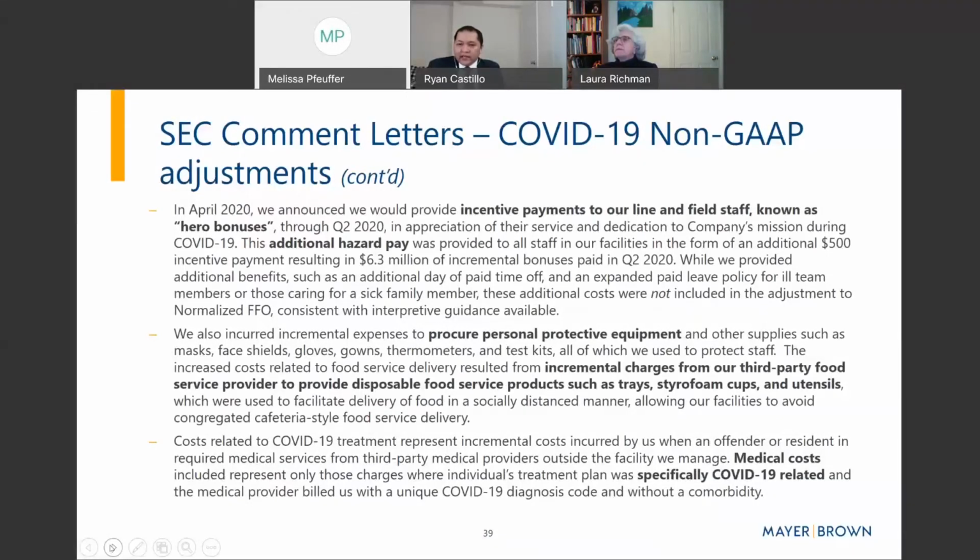For example, on this slide, they said that the PPEs were an incremental expense to buy supplies to protect the staff. They incurred incremental costs to provide disposable products such as trays and styrofoam cups, utensils, to comply with social distancing and prevent congregations in the cafeteria. So they argue that the expenses were directly attributable to COVID, incremental, not expected to be recurring once the pandemic is over, and separable from normal day-to-day operations. CorpFin seemed to be satisfied with the explanation, and that was the end of the inquiry.